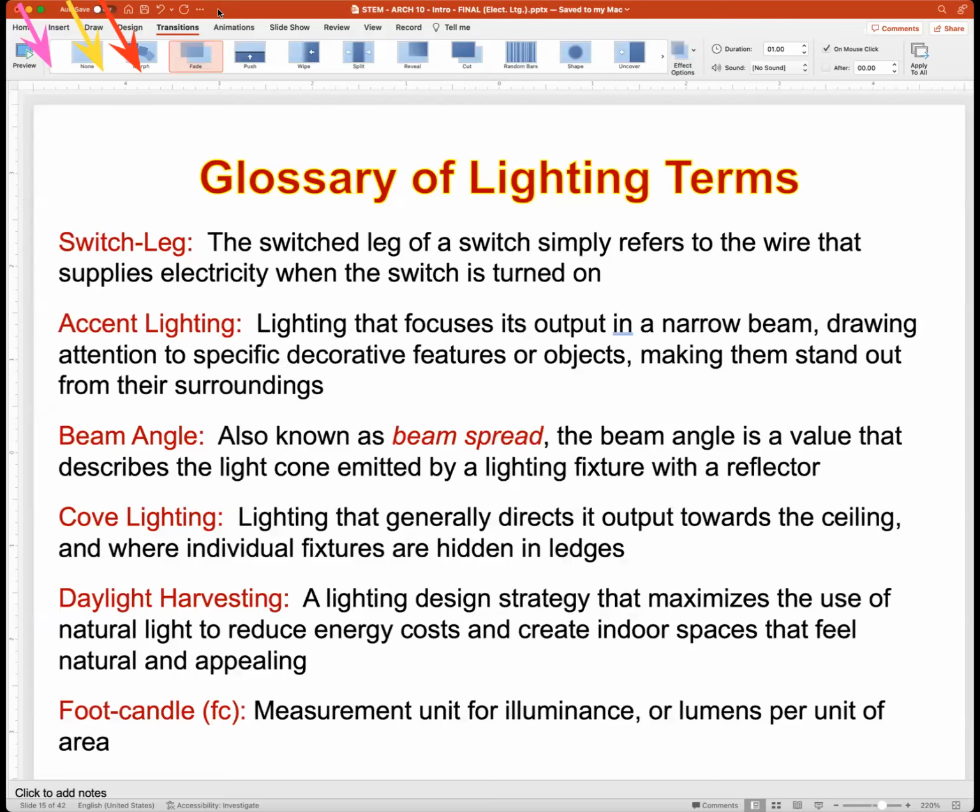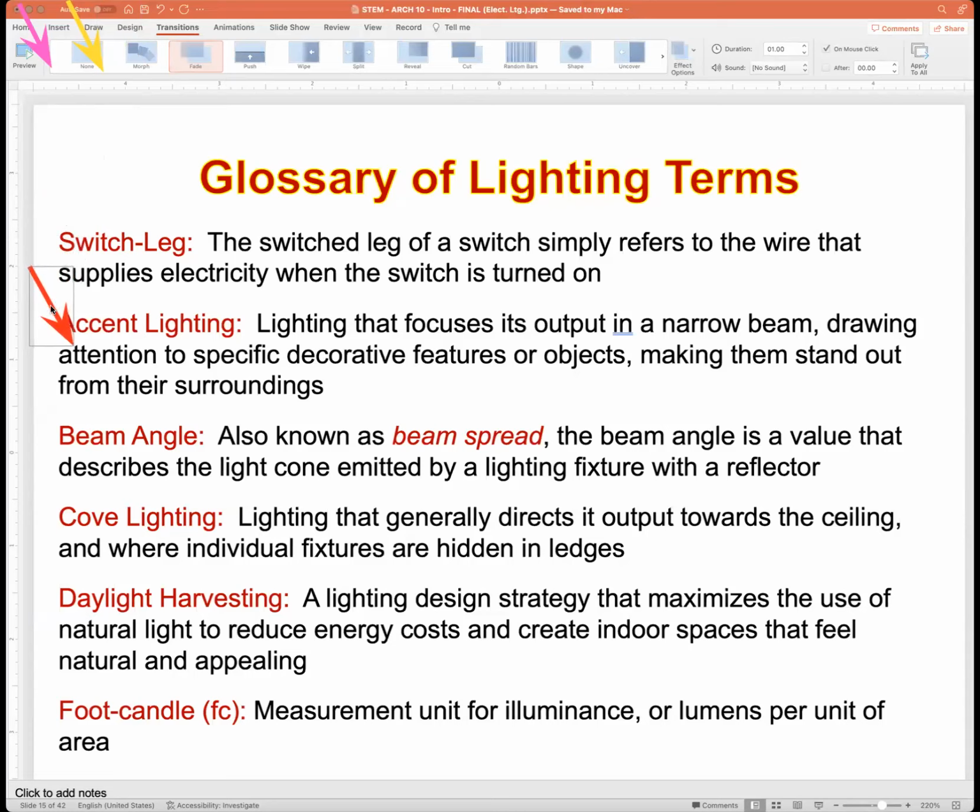So here are some of the terms that we're going to be using. So familiarize yourself. I'm just going to go through them rather quickly here. So one of the things we have is a switch leg. A switch leg is when several fixtures are wired together, or even an individual fixture is wired together, so that they turn on and off as one. We want to be careful about how we do that.